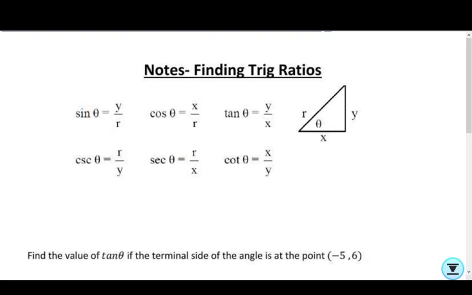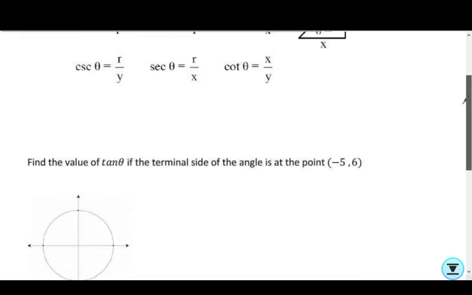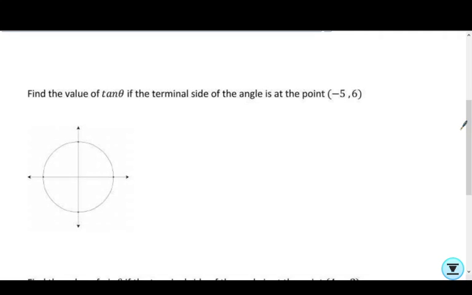All right, so just like yesterday, we're dealing with the trig ratios, but this time they're giving us a coordinate. So these are the trig ratios we're going to be dealing with. It says find the value of tangent if the terminal side of the angle is at the point -5, 6. I've given you the x and y, and I've drawn the circle for you guys.